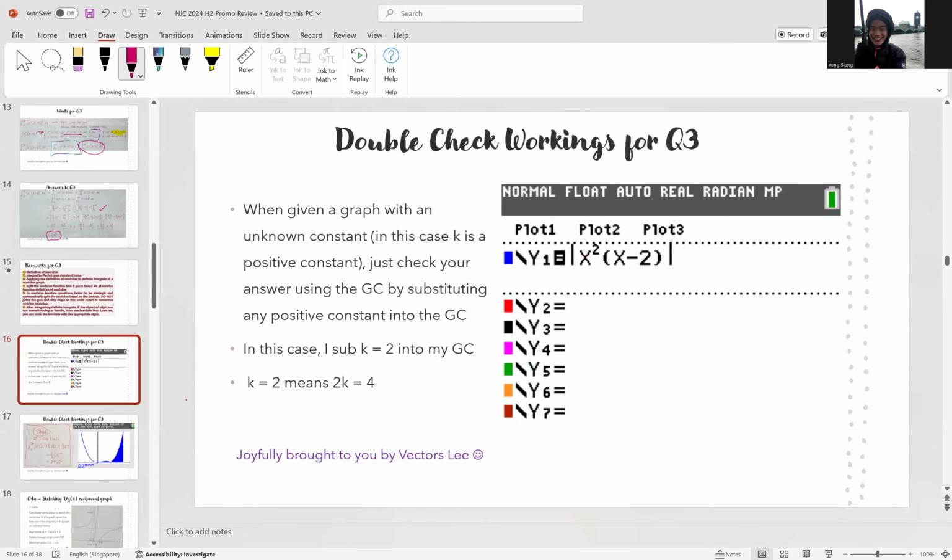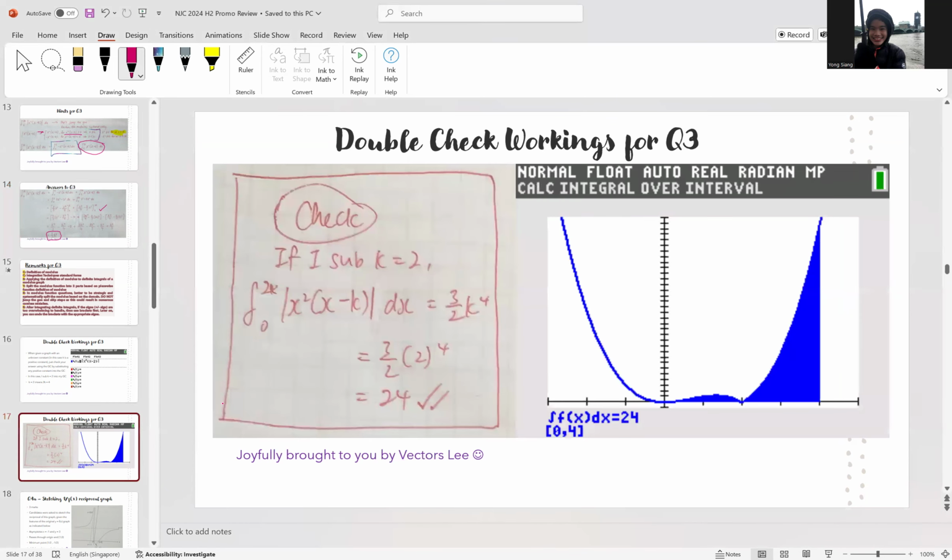As I can see here, I substituted k equals to 2 and got the graph out over here. Then what I should do is, oh, okay, this is 24, right? So I'm going to check: if I substitute k equals 2 into my own working, will I get 24 out as well? And the answer is yes, I did. Because I've gotten 24 out, that is how I ensured my answer is correct. Okay?